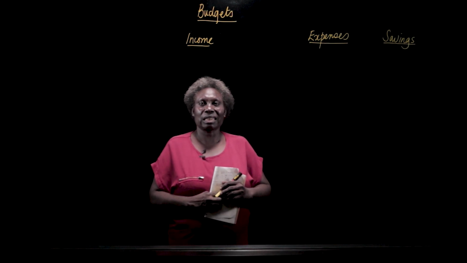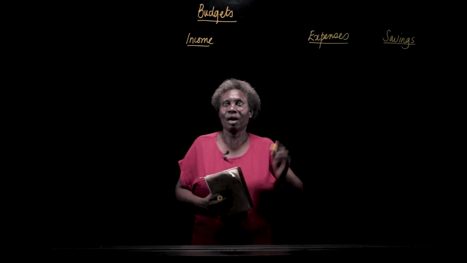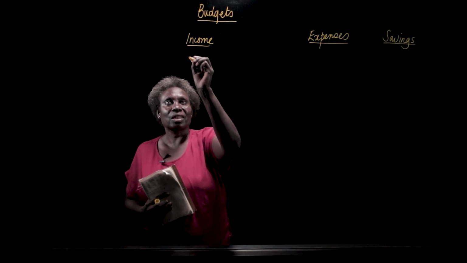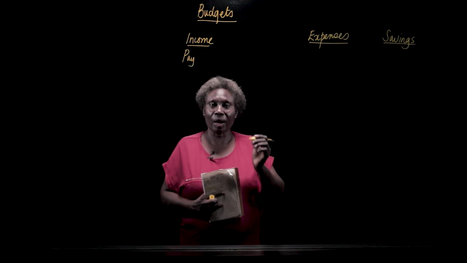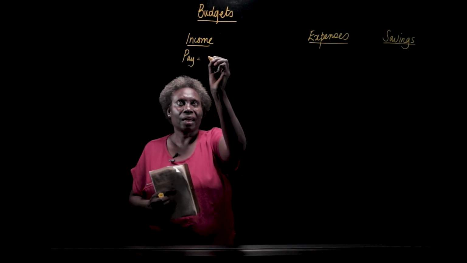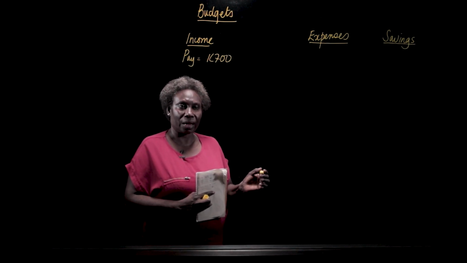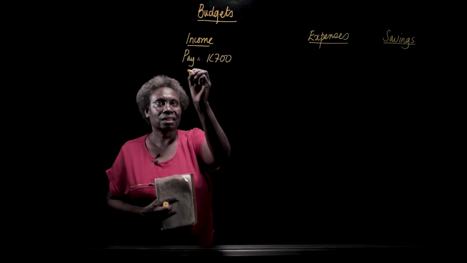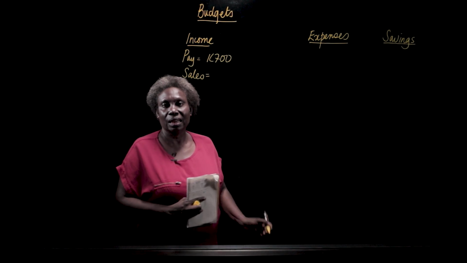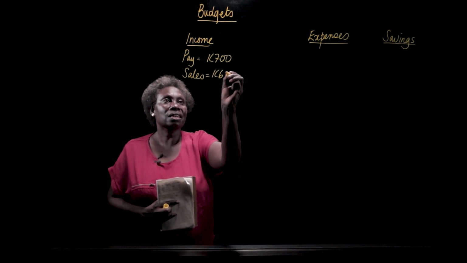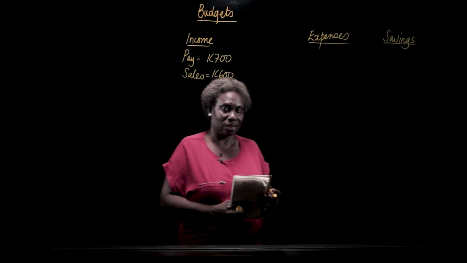In this lesson, we are going to look at John's budget. John's income comes from his pay because he is a driver. He works for Money Plus and he is paid 700 kina a fortnight. His wife does sales. She has a stall at the house, and from sales she earns roughly about 600 kina in a fortnight.